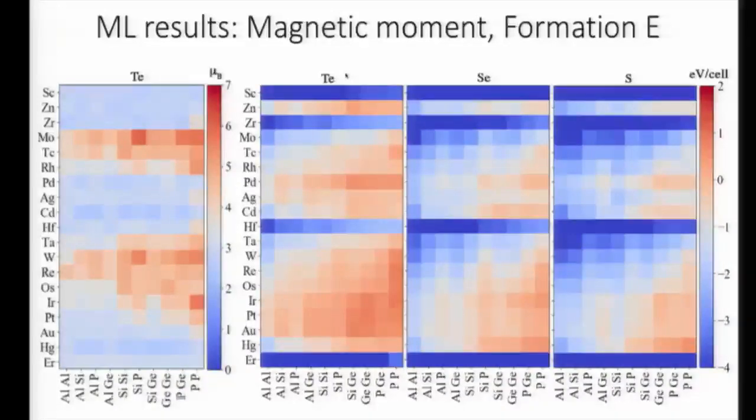To highlight this, the regions here which you can find have large magnetic moment, here and here, and it jives with what we kind of expect from the chemistry intuition.